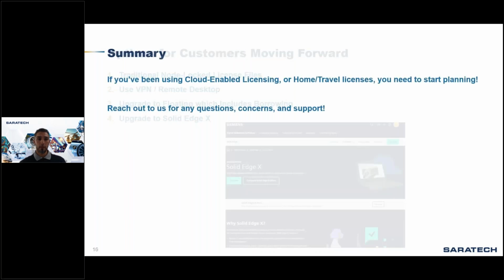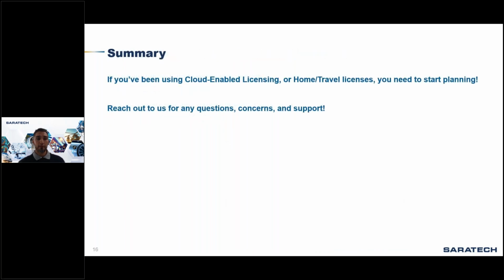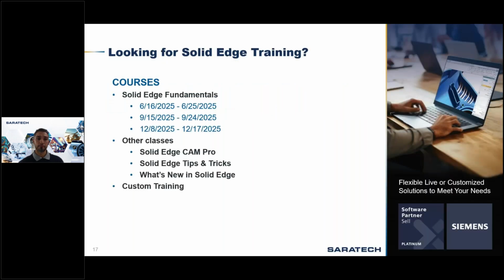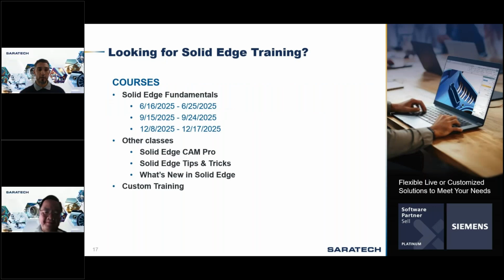All right, so that about wraps it up. So in summary, if you've been using the cloud-enabled licensing or the home or travel licenses, you definitely need to do some planning, as I've talked to you about today. So again, reach out to us if you have any questions, concerns, or if you need any support through any of this. And with that, I'll hand it back over to Andy to wrap it up.